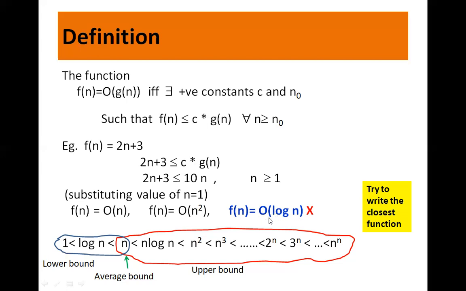So f of n equal to big O of log n will not be allowed. So why do we take big O of n instead of big O of n square? Because we are giving a tighter upper bound. So you try to write the closest function. Is it fine? So big O notation gives you the worst case analysis of an algorithm. In short, it gives you the maximum time an algorithm takes for execution.